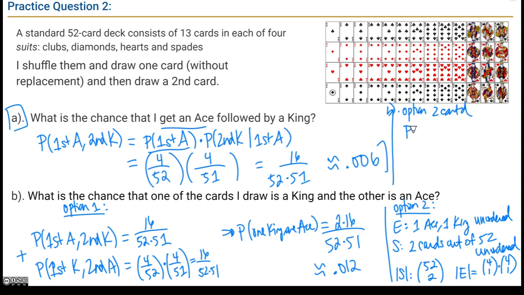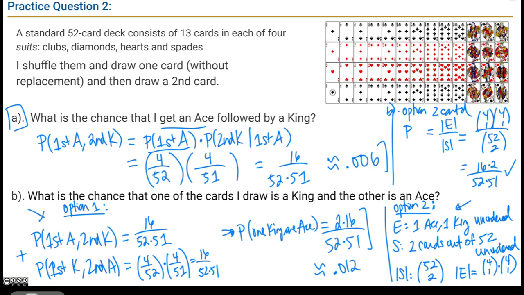This means my probability is going to be 4 choose 1 times 4 choose 1 over 52 choose 2. When you do that, we're going to get exactly back to the same thing as this. That ends up being 16 times 2 over 52 times 51. So I can do either. I like to show you both just so you can think about it either from counting equally likely outcomes or by using our multiplication rule and our inclusion-exclusion principle.